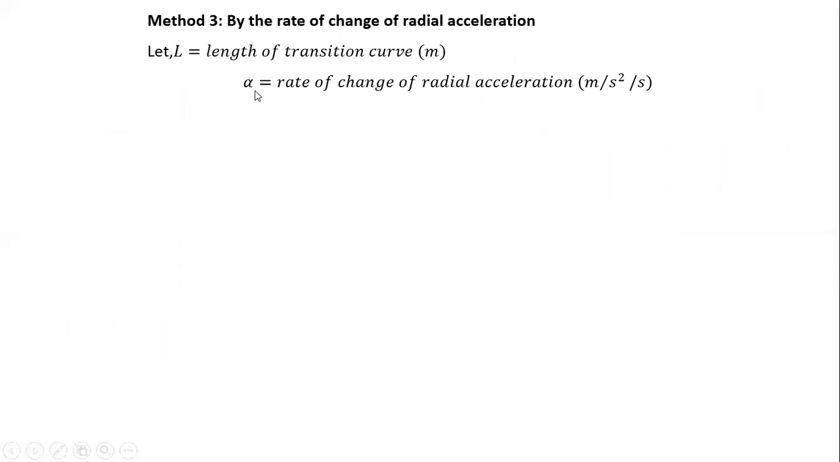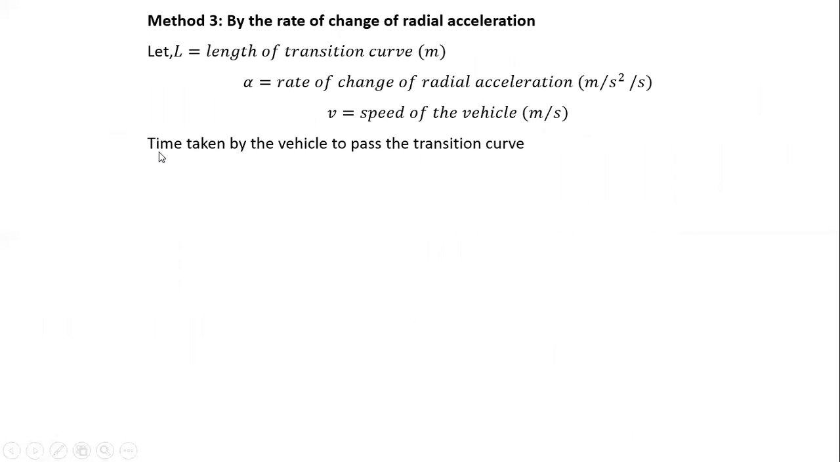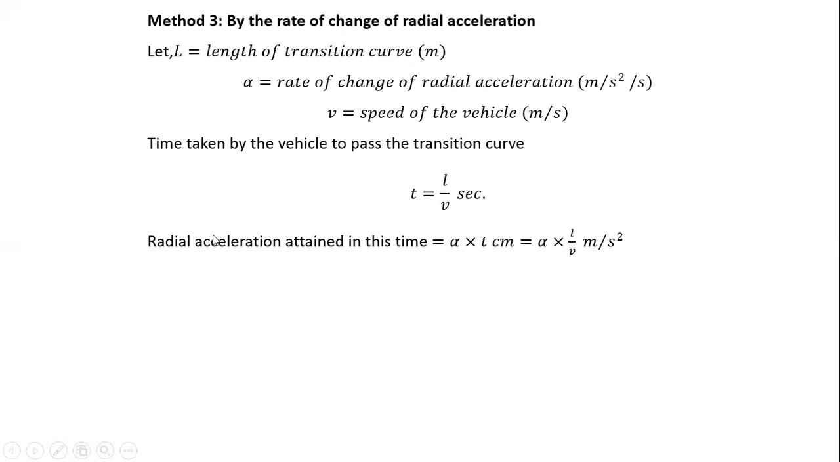We have one more method, that is method three, by rate of change of radial acceleration. Again, L is the length of transition curve in meter. Alpha is the rate of change of radial acceleration, which is used in this method. Unit is meter per second square per second. V is the speed in meter per second. Now the time taken by the vehicle, again the same relation, t is equal to L upon V in second. Now in this time, how much radial acceleration is attained? Just multiply this time by alpha, so alpha into L by V, meter per second square.